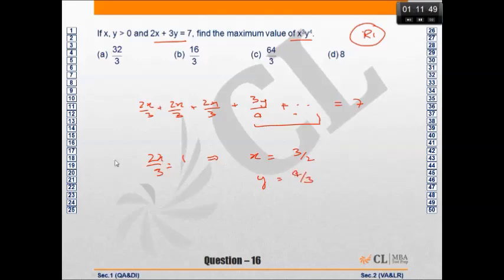If I substitute these, x cube will be 3 cube by 2 cube, and y to power 4, let me write this also in terms of 2 square by 3, that means 2 to power 8 upon 3 to power 4. Which is equal to 2 to power 5, 32 by 3.